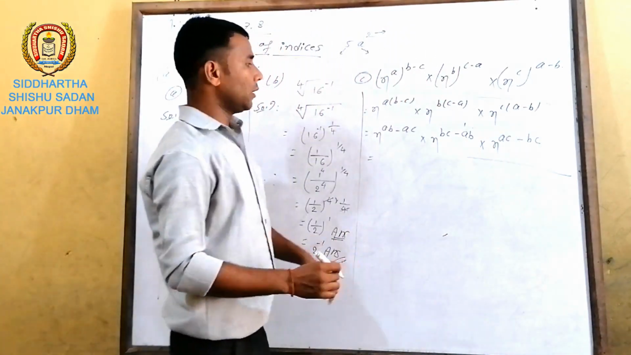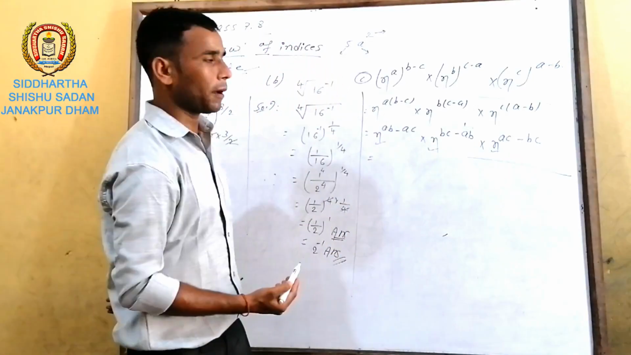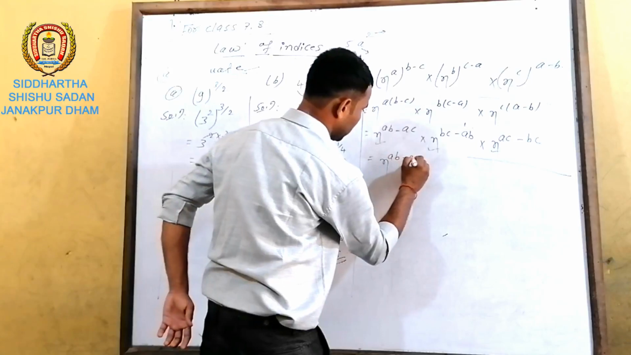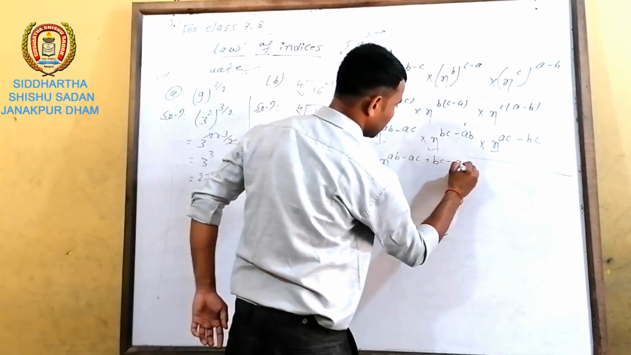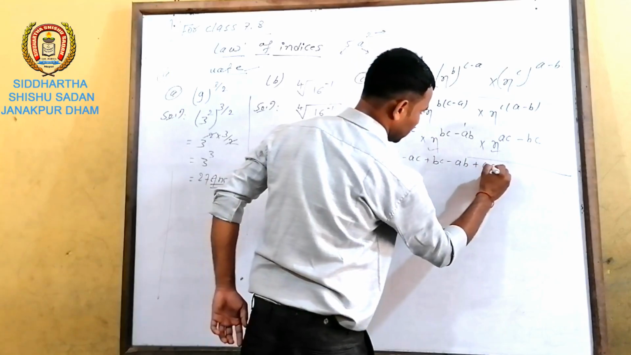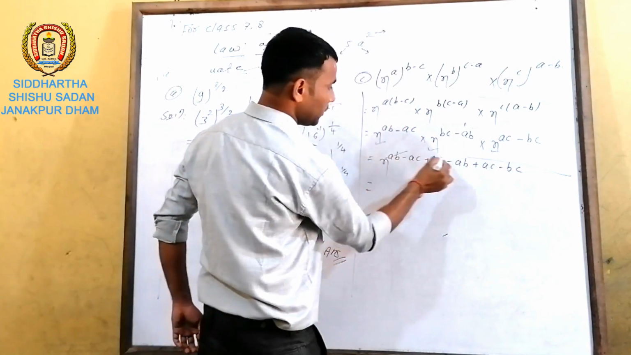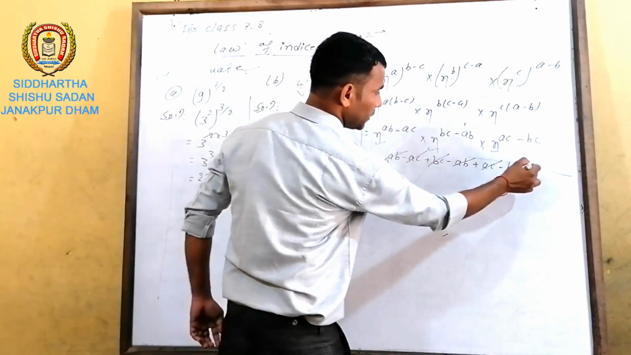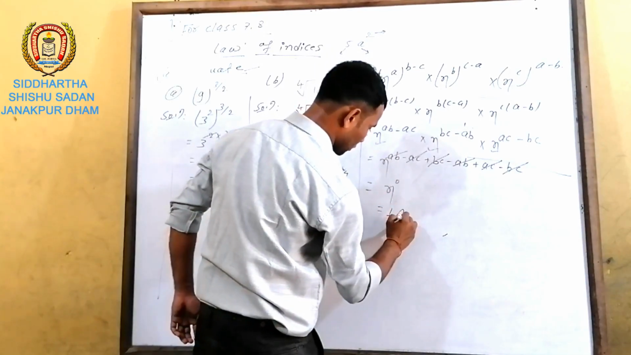Now the bases are the same, x, so the powers are added. x to the power ab minus ac plus bc minus ab plus ac minus bc, which gives ab minus ab, minus ac plus ac, plus bc minus bc. x to the power 0 is equal to 1.